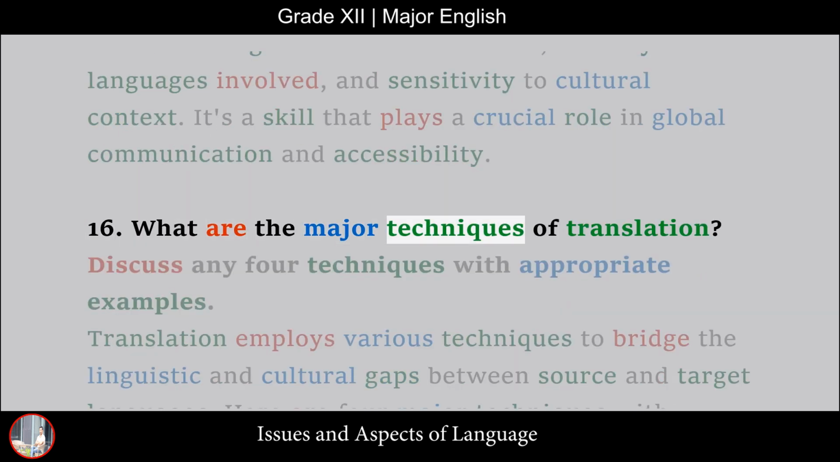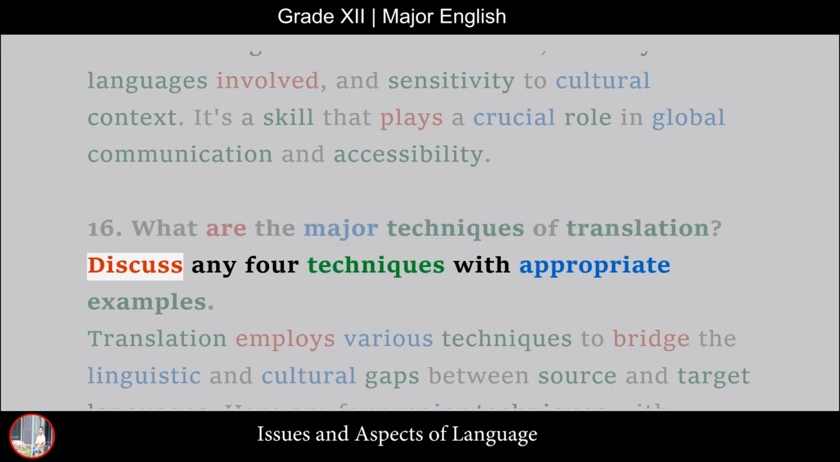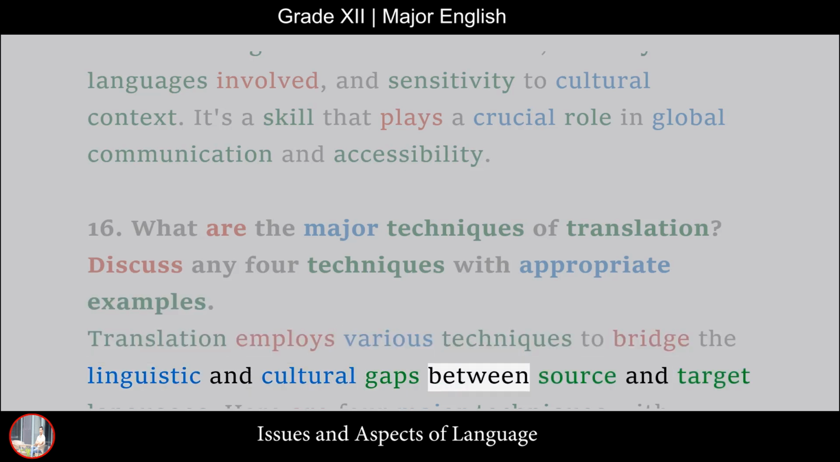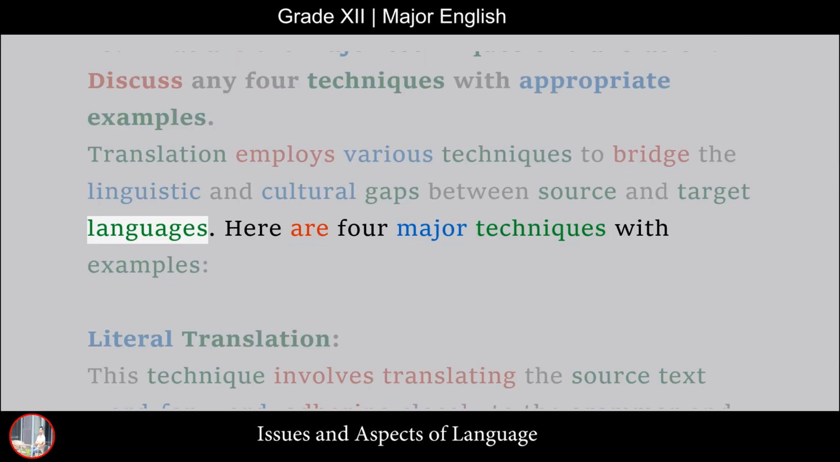16. What are the major techniques of translation? Discuss any 4 techniques with appropriate examples. Translation employs various techniques to bridge the linguistic and cultural gaps between source and target languages. Here are 4 major techniques with examples.